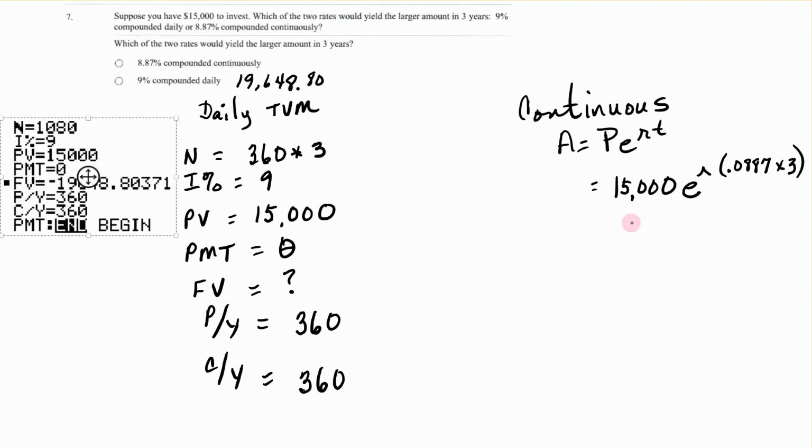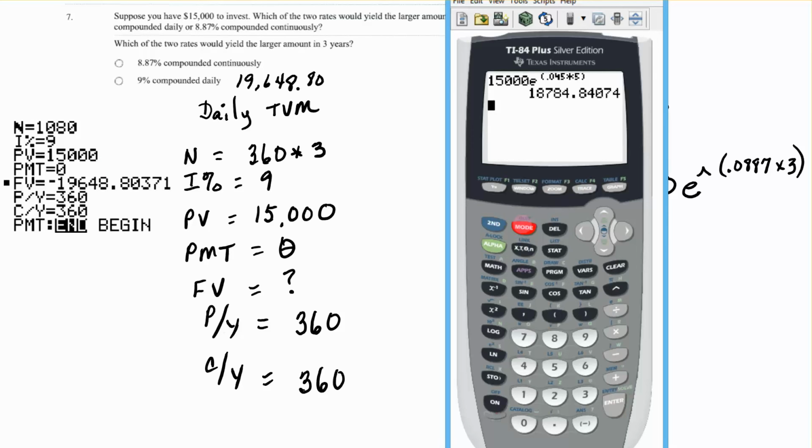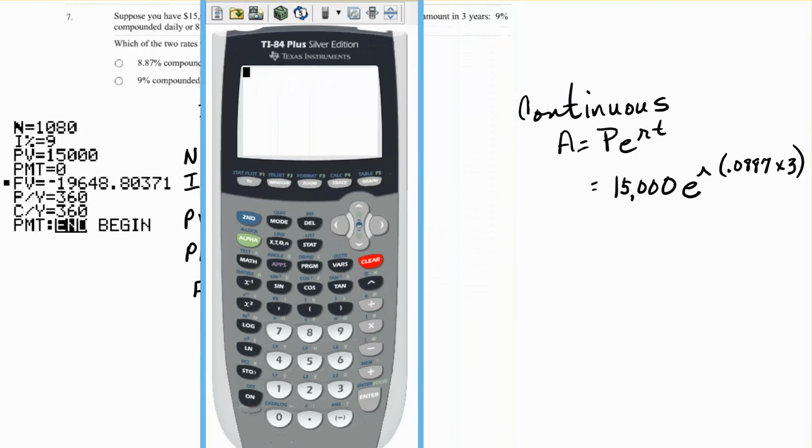All right, now let's do the continuous. To do continuous, I need to get to my home screen. Second of the mode key says quit. So I have 15,000. Second of the LN key, I'm going to open parentheses. I'm always going to open parentheses for that product up there in the exponent.